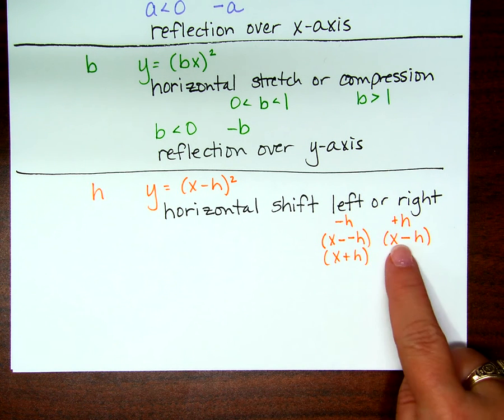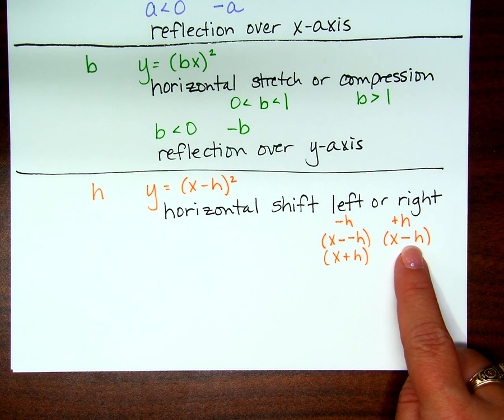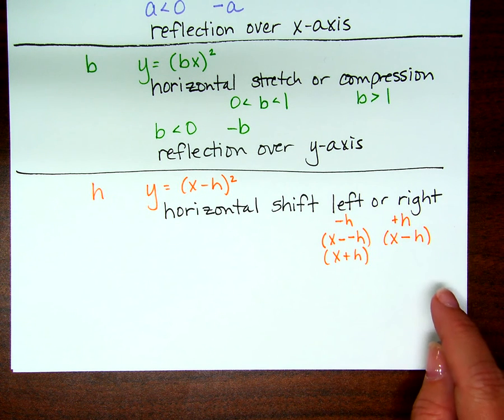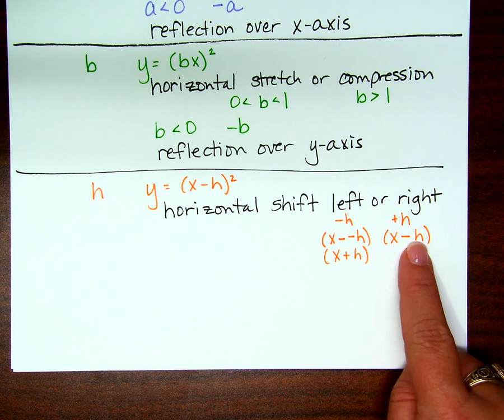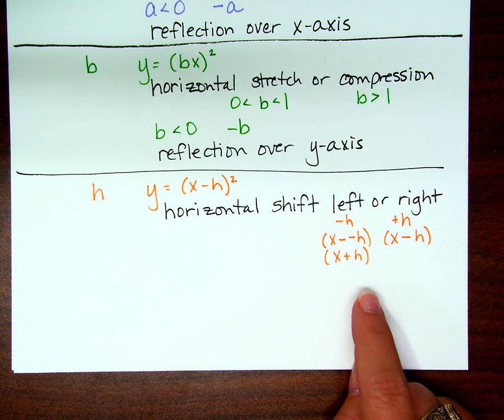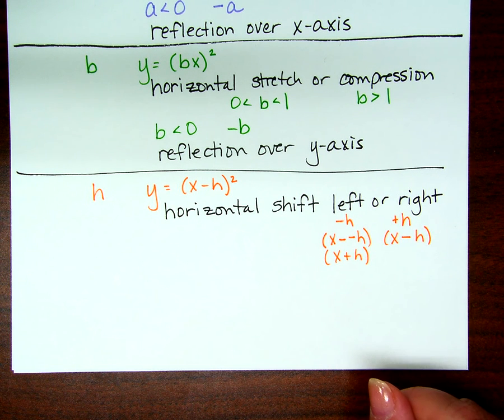Because if I see x minus h, I think that's going left, don't I? I just have to remember, what I do is I remember it's opposite of what I think it's going to be. X minus h means I'm moving to the right. X plus h means I'm moving to the left. Opposite of what I think it's going to be. You okay with that?